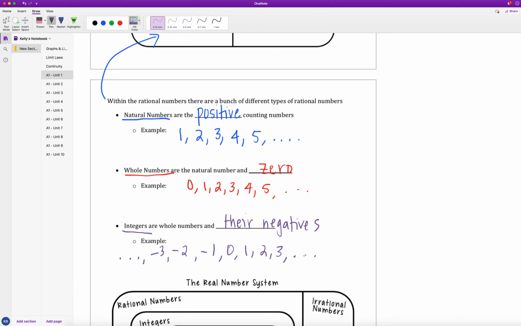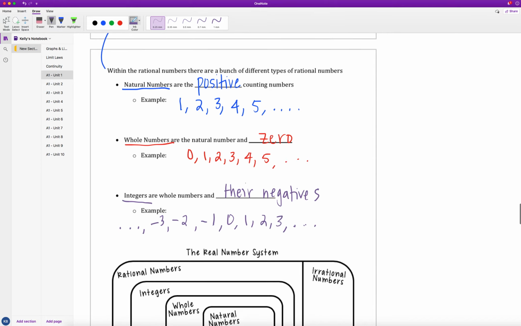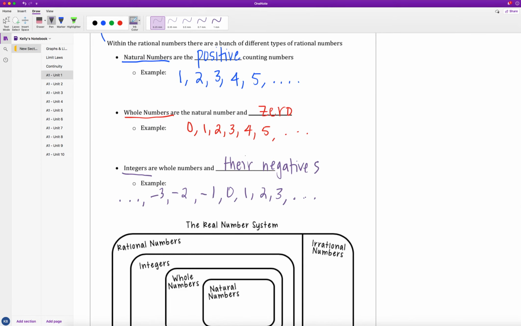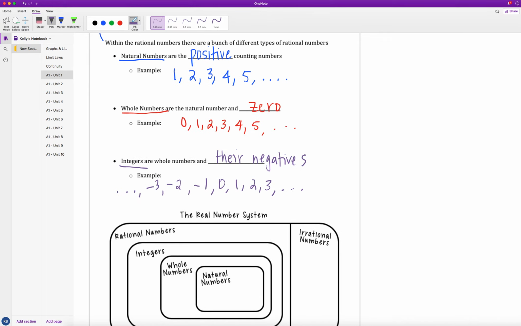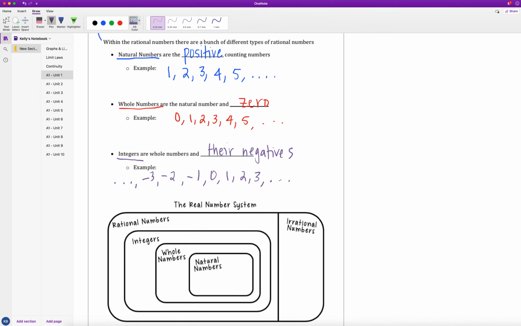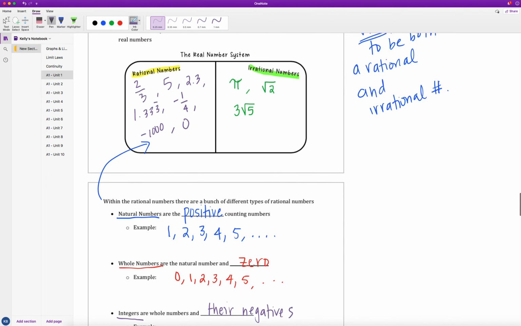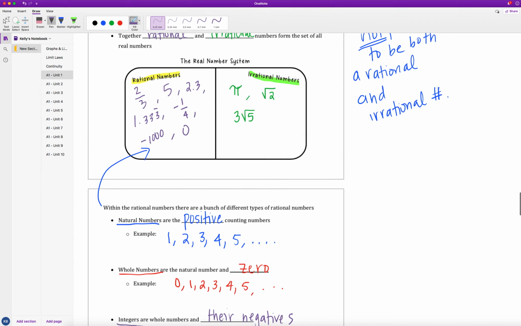The integers are what we're used to seeing on a number line. If you've seen a number line before, all those tick marks on it are usually the integer values. So all the negative counting numbers, 0, and then all the positive counting numbers. Together, these guys make up our real number system. I'm going to zoom out a little bit so we can see all of these together. We had our real number system before. It was split up into two: our rational numbers on the left and our irrational numbers on the right.